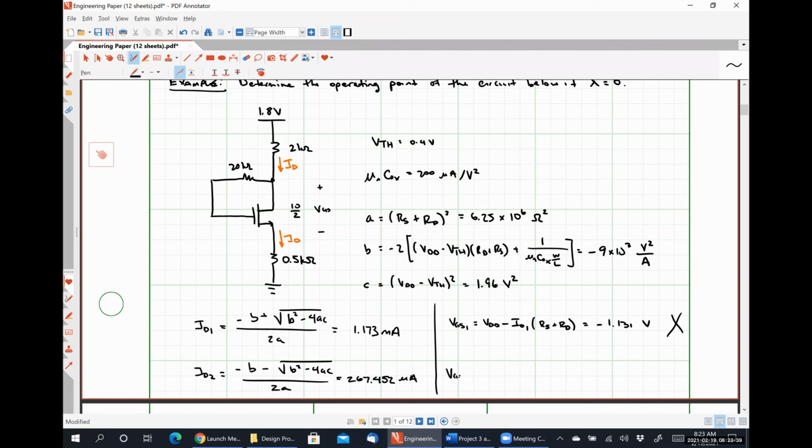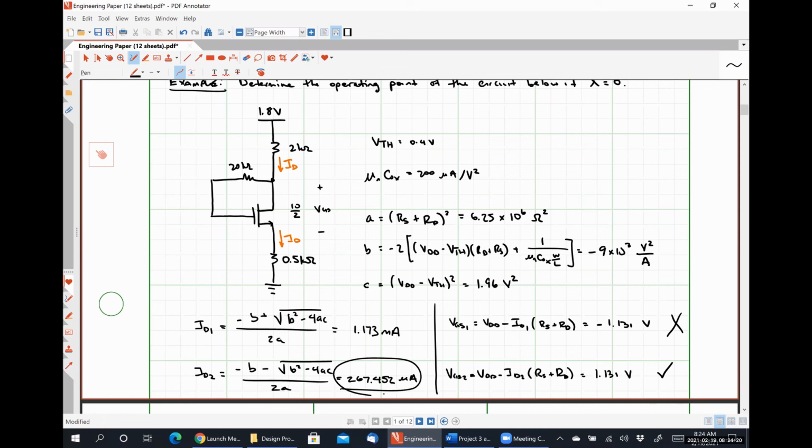Down here, just for completion's sake, VGS2 will be VDD minus ID2 times RS plus RD, and it would give us a value of positive 1.131 volts, which means VGS is greater than our threshold voltage, and therefore our transistor is on, so this must be our correct value for ID2. So that's how we can check our answers.